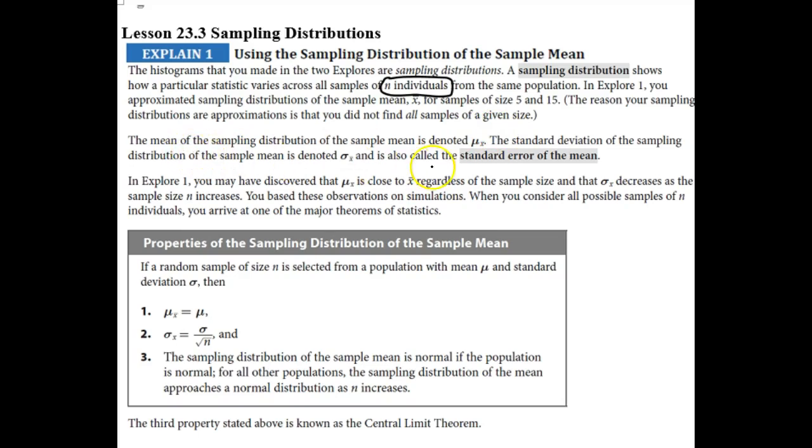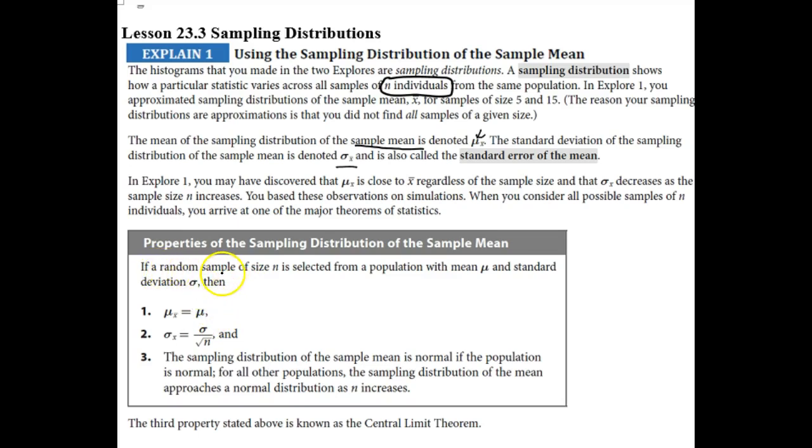The next word we're going to go over is standard error of the mean. So the mean of the sampling distribution of sample means is denoted by, oh, there's that symbol again, our sample mean. And the standard deviation of a sampling distribution is, oh, there's that symbol again, that cursive O, that's our standard error of the mean. Okay, so there's a couple of properties that we're going to learn and use.